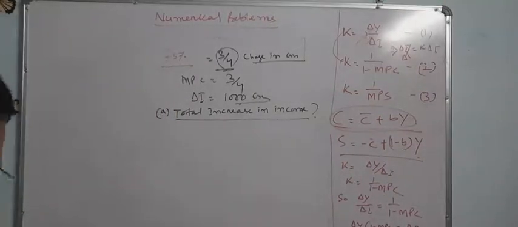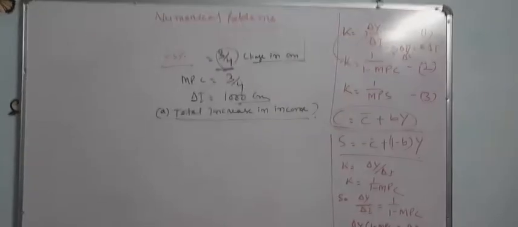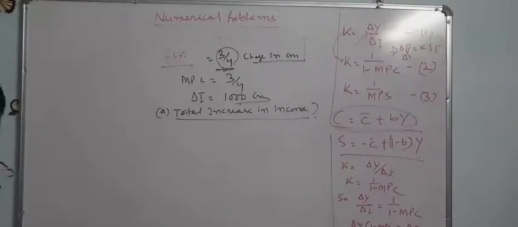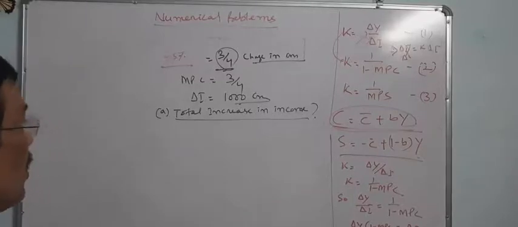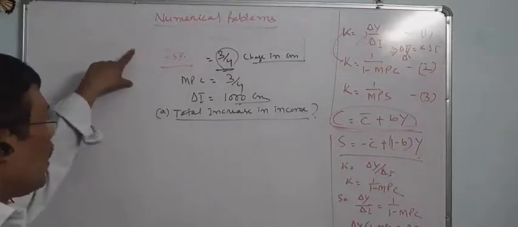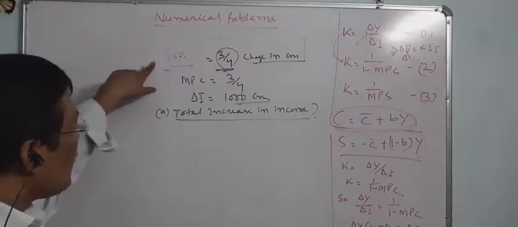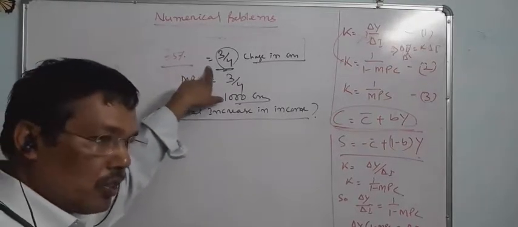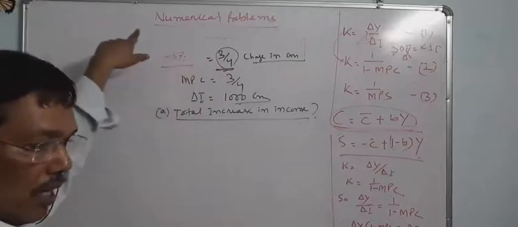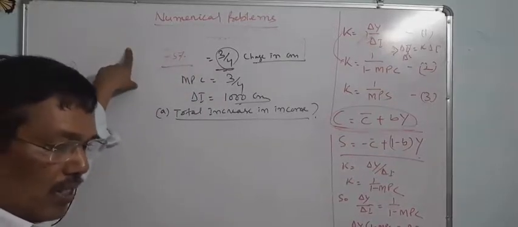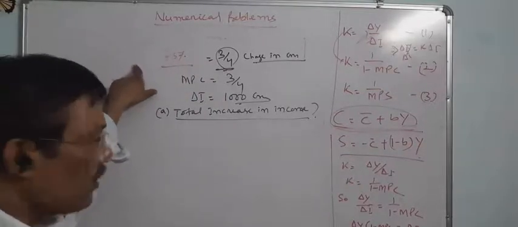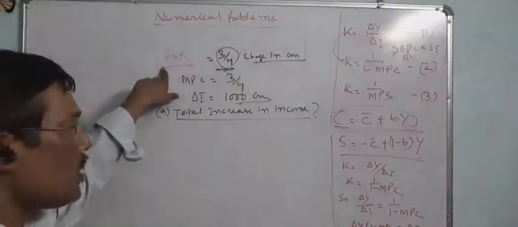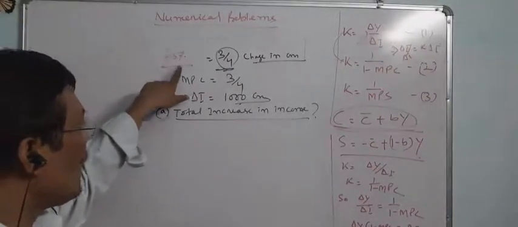In an economy, 75% of the increase in income is spent on consumption. It means if the income increases by 100, 75 will be the increase in consumption. So MPC is equal to delta C upon delta Y, 75 by 100 equal to 0.75. That is why this 0.75 is the marginal propensity to consume.